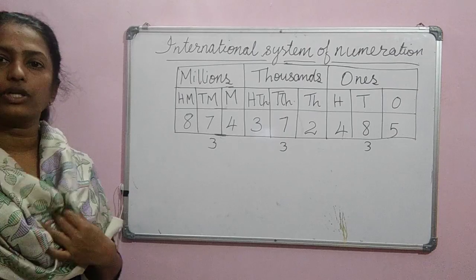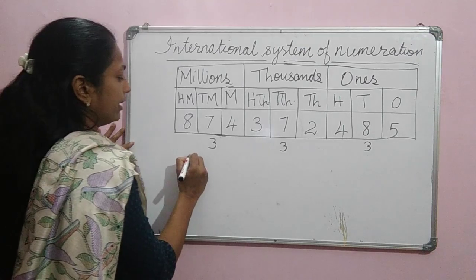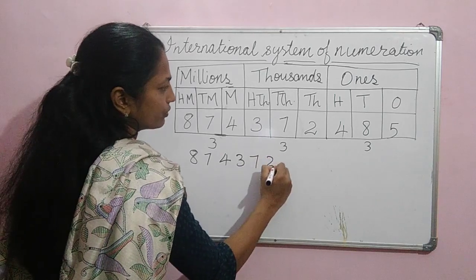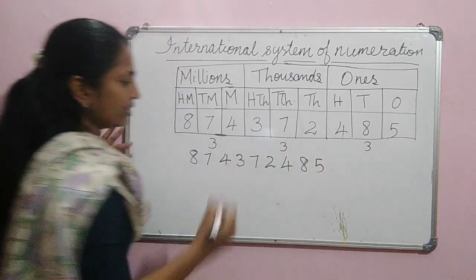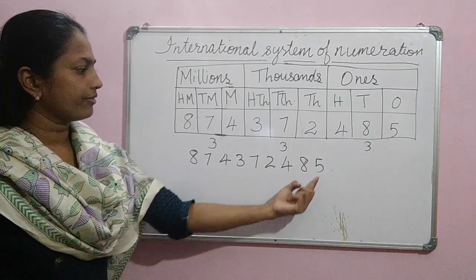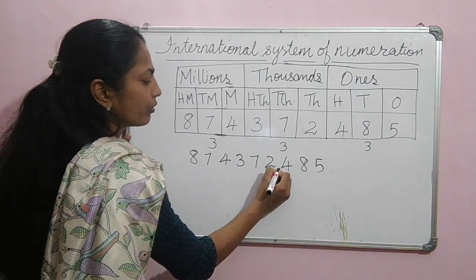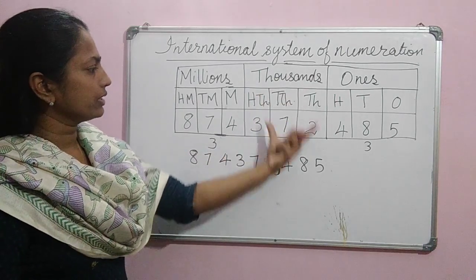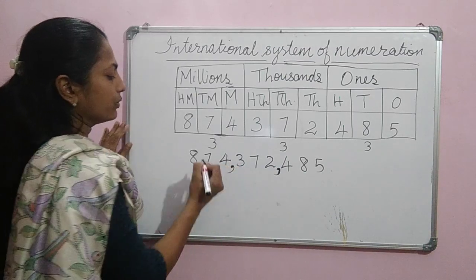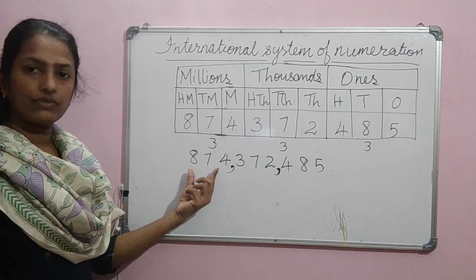Here also we can put commas according to the groups. Let's see how we put the commas. 87, 43, 72, 4, 8, 5. In this number, as usual, we start from the right side and count the digits 5, 8, 4. 3 digits come in ones group. Put a comma after this. Then the next group, thousands group, 1,000, 10,000, 100,000. After that, put a comma. Then the last group, millions group. There also we have 3 digits.